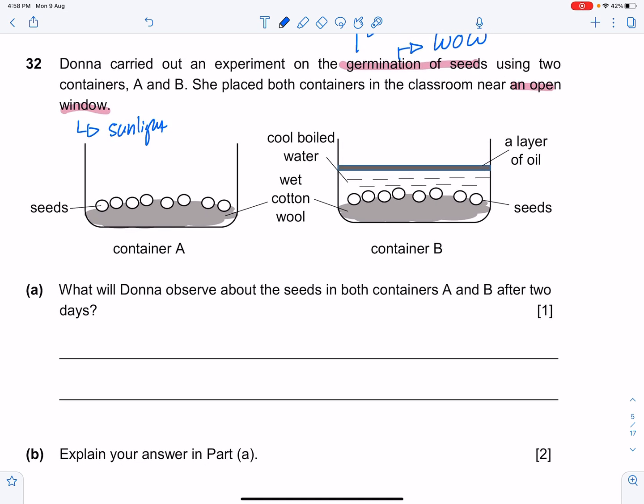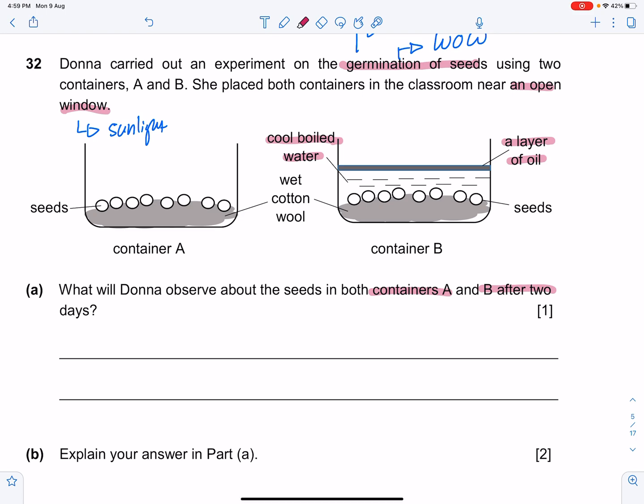All right, and we've got two diagrams here. Whenever I've got two diagrams, I would look at these two and compare what exactly is the difference when they give you two different types of experimental setup. In A, we have got seeds and wet cotton wool, that's all. However, in B, we have got cooled boiling water and a layer of oil. Sometimes these things are put in there to really test whether or not you know what is needed for germination. Okay, so let's move on. What will Donna observe about the seeds in both containers A and B after 2 days?